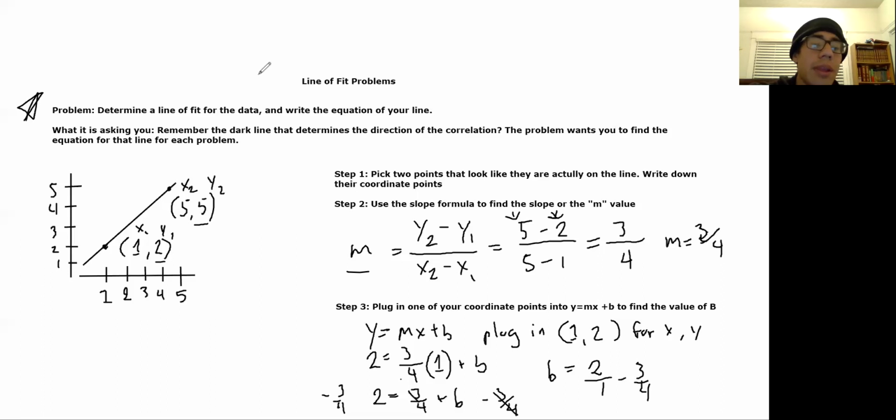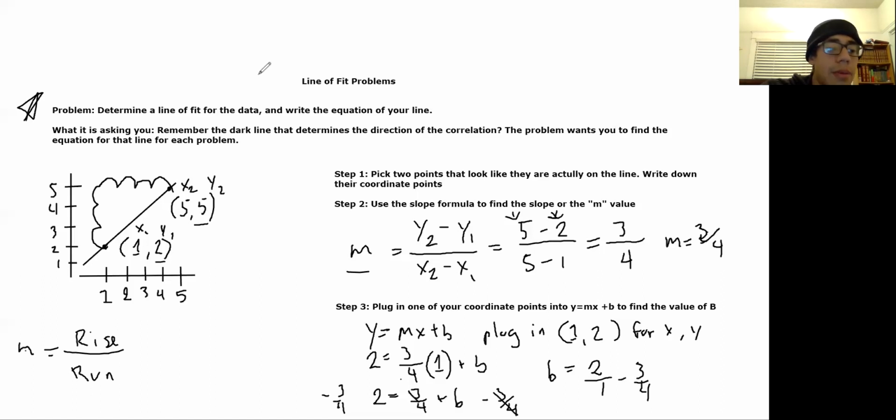That means that from this point to that point, I rose 3. So that's 1, 2, 3. And then I ran to the right 4 times: 1, 2, 3, 4. And I ended up there. That's my rise over run, which is also known as my m value, which is also known as my slope. They're all the same.